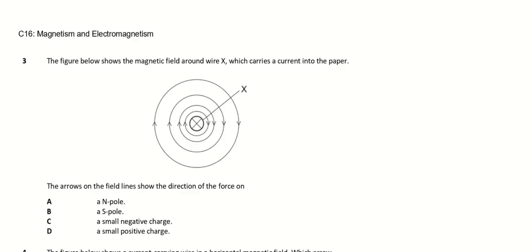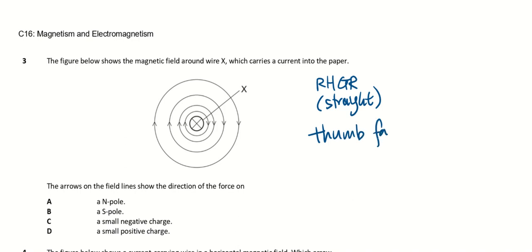Question 3, it shows the magnetic field around wire X, which carries a current into the paper. That means you need to use your right hand grip rule for a straight wire, with the thumb facing in. That's how you can get this clockwise direction. And you notice that the gap between the circles gets bigger and bigger as you move away from the wire, which means the field strength is weaker.